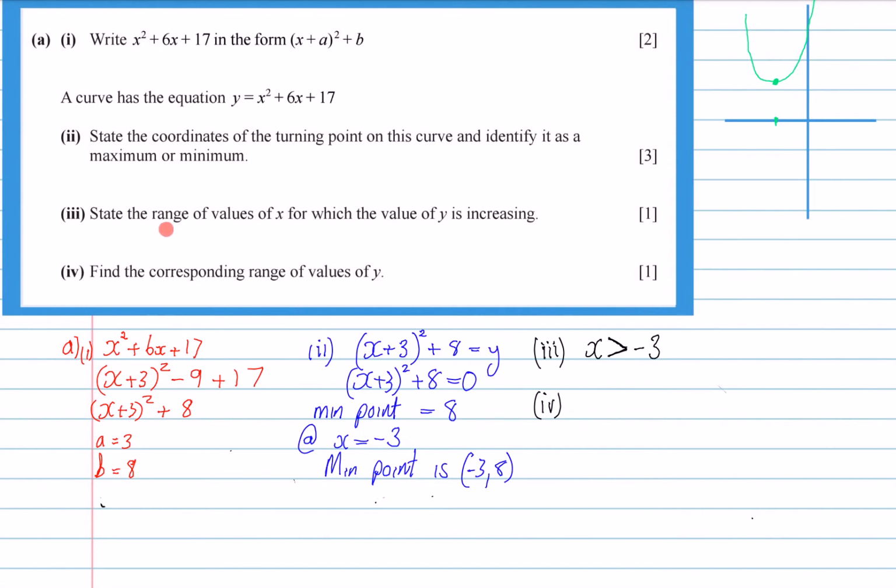The next question we have to find the corresponding range of values for y. The range of values for y is going from here right the way up here. So this minimum value is 8. So it's going from 8 right the way up to basically infinity. So y is going to be greater than 8.